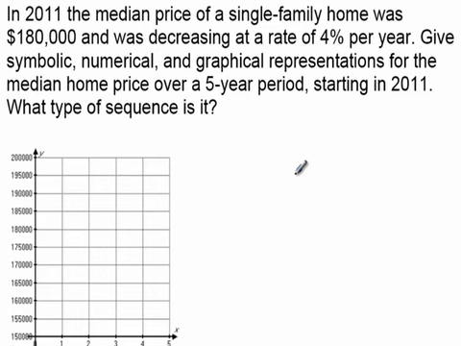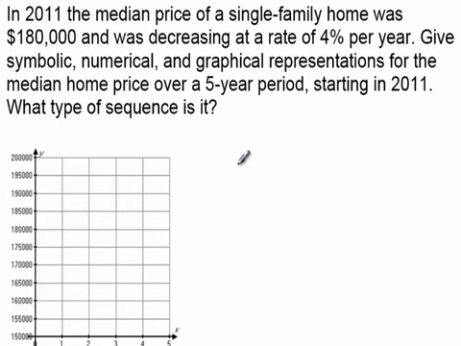In 2011, the median price of a single-family home was $180,000 and was decreasing at a rate of 4% per year. Give symbolic, numerical, and graphical representations for the median home price over a 5-year period starting in 2011. What type of sequence is this? So let's start with the symbolic representation of this sequence.